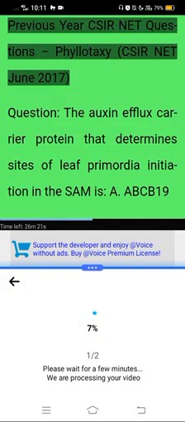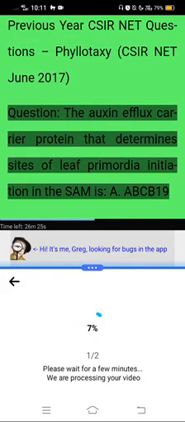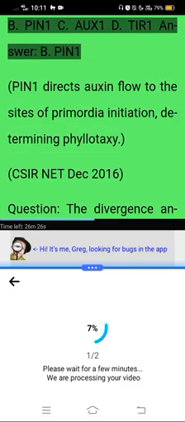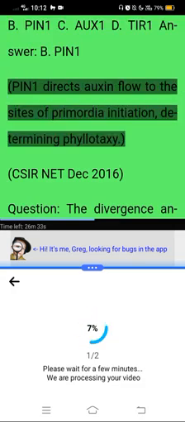Previous year CSIR-NET questions. Phyllotaxy, CSIR-NET, June 2017. Question: the auxin efflux carrier protein that determines sites of leaf primordia initiation in the SAM is: A. ABCB19, B. PIN1, C. AUX1, D. TIR1. Answer: B, PIN1. PIN1 directs auxin flow to the sites of primordia initiation, determining phyllotaxy.